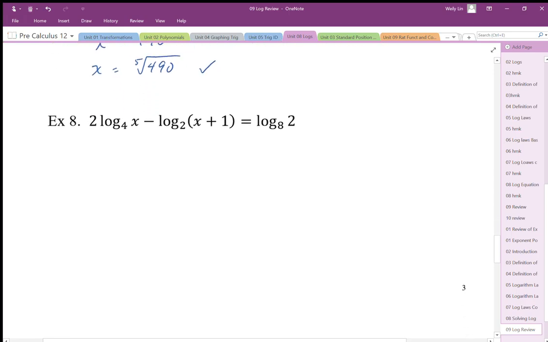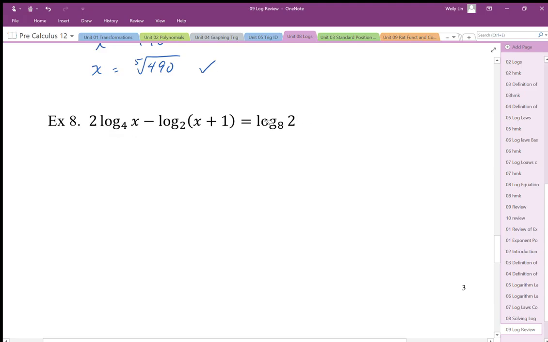Looking at this equation here, I've got different bases. I cannot do this with different bases. I can't apply log properties to different bases. But I'm going to use this property that I know that, well, there's two things I could do.